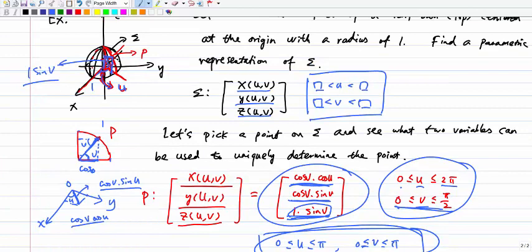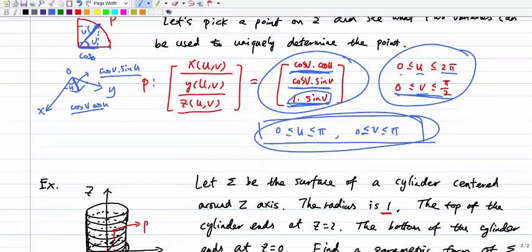Okay, so I hope this is helpful. It's a little bit complicated. I hope we gave you a lot of ingredients about how you find a parametric representation of a surface. Okay, so the next one is a little bit simpler.